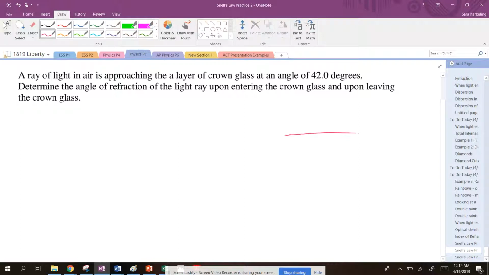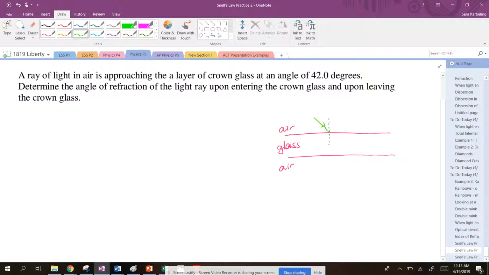So I'm going to go ahead and draw my boundary and label things just to keep track of what I'm doing. So I've got air, glass, and then air again. If we draw this light coming in, it says it's coming in at an angle of 42 degrees from the normal. So we're going to go ahead and draw a normal. Draw this light coming in at 42 degrees, so something like that.